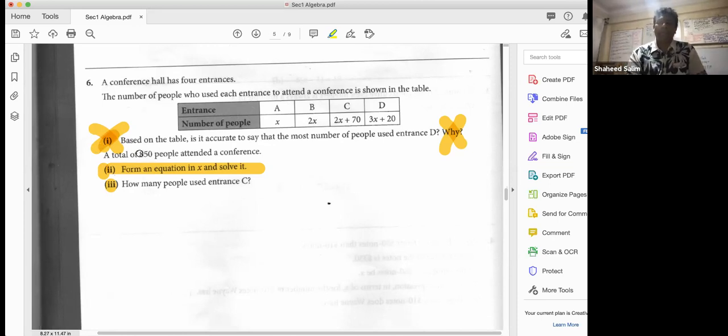Okay, they tell you the total of 850 people. These are the number of people going through the different gates. Just form an equation. Say, I don't know what's an equation. Equation means you must have an equal sign. So once you write an equal sign, put something on the left side, something on the right side, you get your equation already.